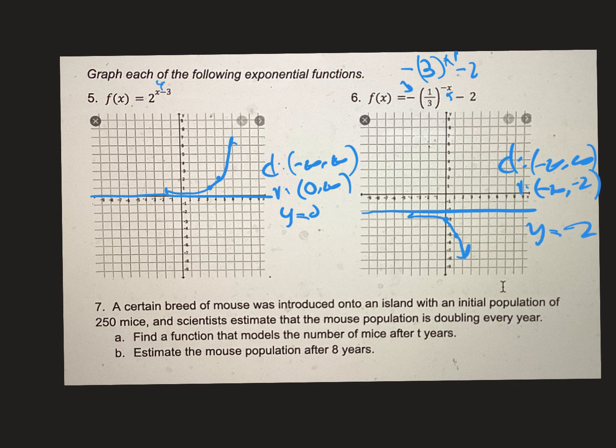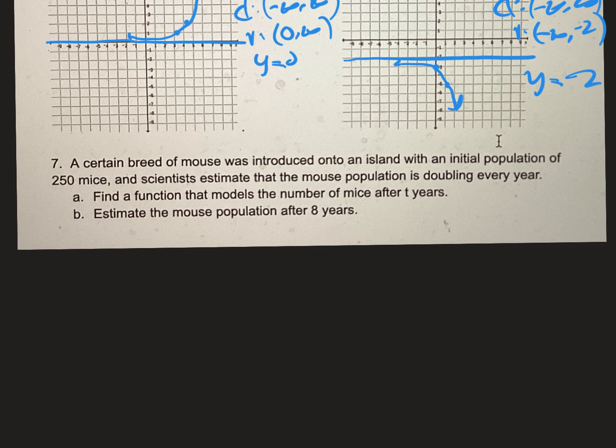Number 7, a certain breed of mouse is introduced on an island with an initial population of 250 mice, and scientists estimate that the mouse population is doubling every year. Okay, this is also a review from last week.